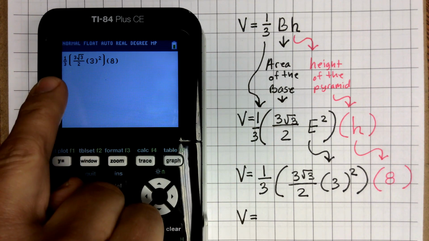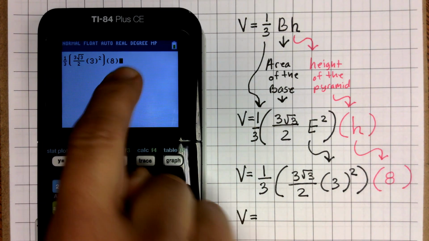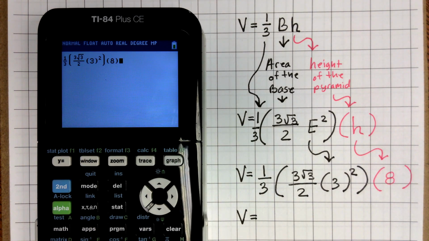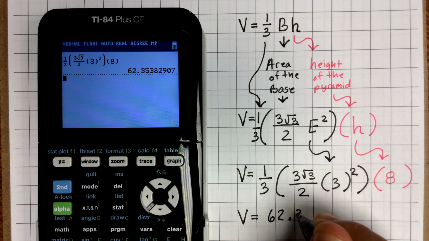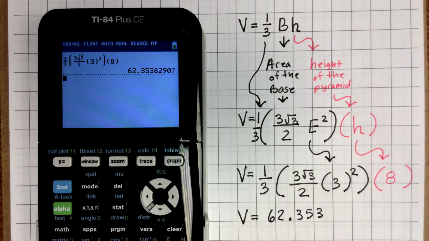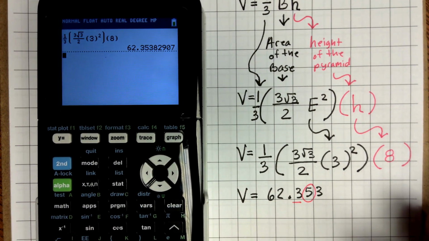So this is the 1/3 times the area of my base of the hexagon, and then times 8, the height of the pyramid. And I get this value, 62.353. And since most of your teachers are asking you on these to round to the tens place, I'm going to go ahead and round it to the tens place. Remember, if it's 5 or more, raise the score. 4 or less, let it rest. In this case, it's 5 or more.